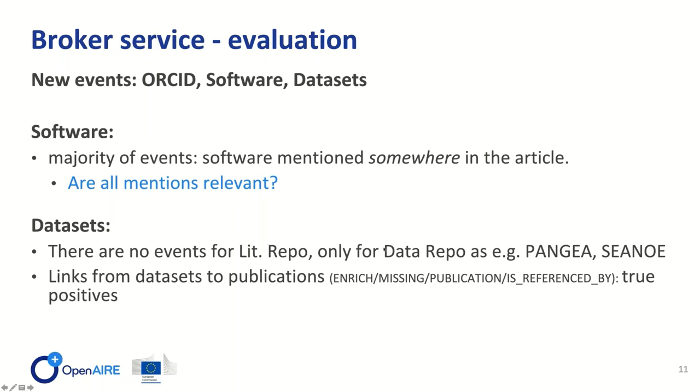Instead, for datasets, for the moment, the majority of events are related to data repositories like Pangea and CINAHL. Links from dataset to publications are good quality, but for the moment, they are not yet available on the production portal. They are built on the beta system, and we are validating it. Anyway, consider that the majority of the events that OpenAIRE can generate between publications and datasets depend on the availability of information in the graph. As some of you already know, the big OpenAIRE research graph is currently hosted only on the beta system, so the broker in the production system will be able to benefit from this extra information from the moment that it will be promoted to production as well.